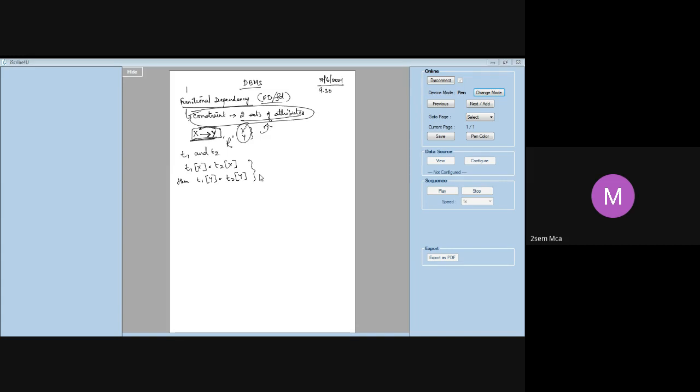A functional dependency specifies a constraint between two sets of attributes of R. Now, what is this constraint? For any two tuples T1 and T2, if we have T1 of X is equal to T2 of X, then T1 of Y should also be equal to T2 of Y. Which means X determines Y.